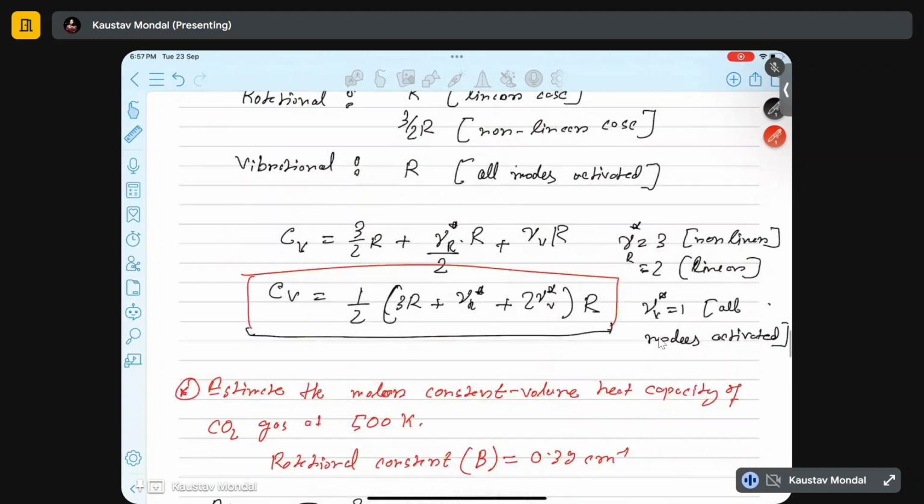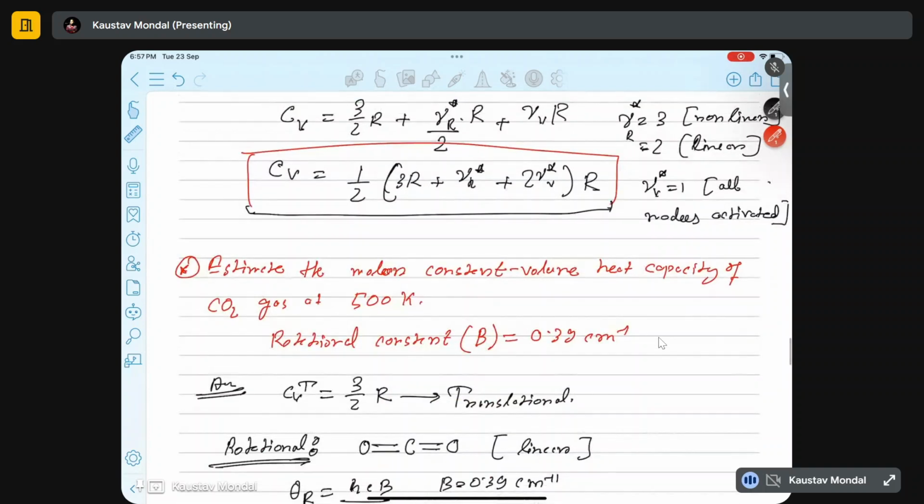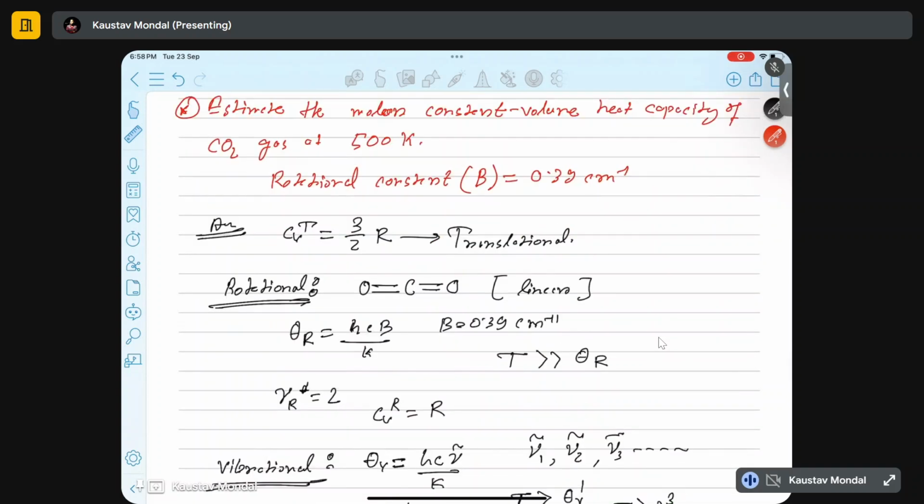Let me just recap. When a problem asks you to calculate the specific heat at constant volume at a certain temperature, you first have to check each contribution. The translational part is very simple: it's simply 3/2 R. If the problem is very explicit about a dimension, then you have to use the CVT accordingly. But otherwise, in most cases, the translational contribution is simply 3/2 R.